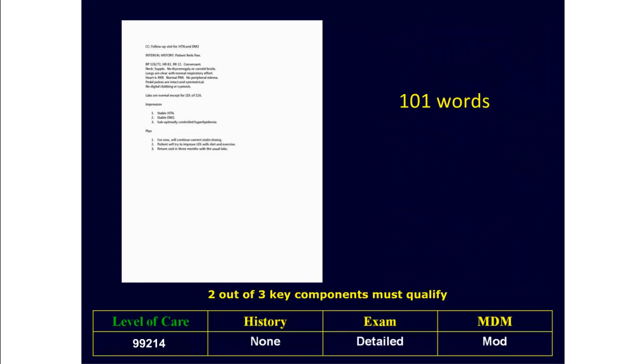So here it took us 101 words to earn $102.27, which works out to about $1.01 per word, which is very efficient documentation. Thanks for watching Case of the Week.